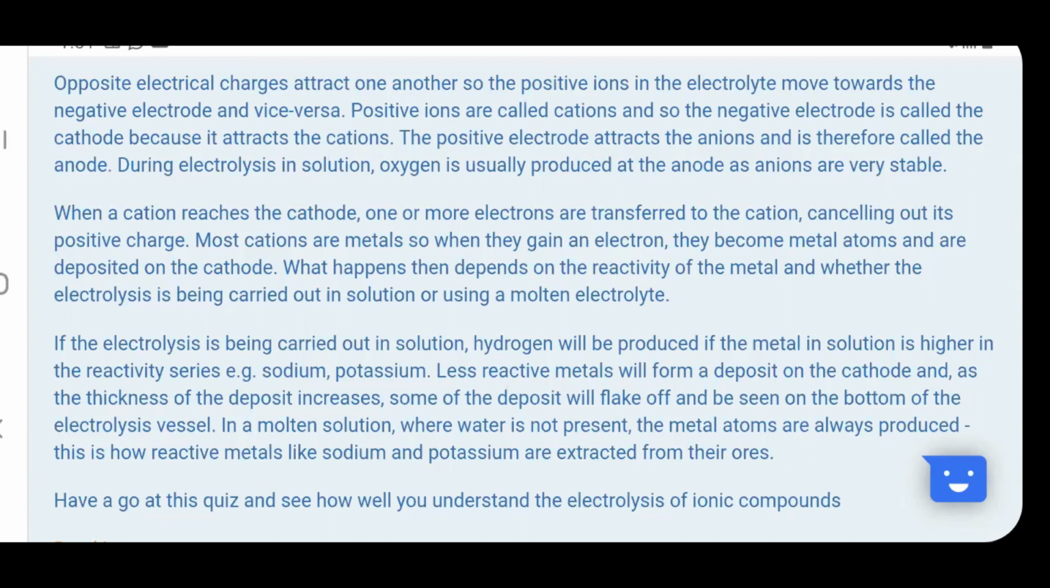In a molten electrolyte where water is not present, like I said to you, the metal atoms are always produced. That is how reactive metals like sodium and potassium are extracted from the ores. Because they are not present in any solution, that's how you'll go about extracting them from the ores very easily. Very easy.